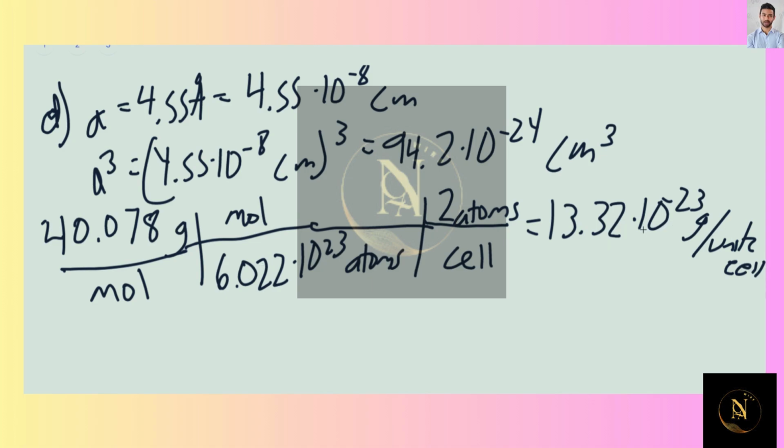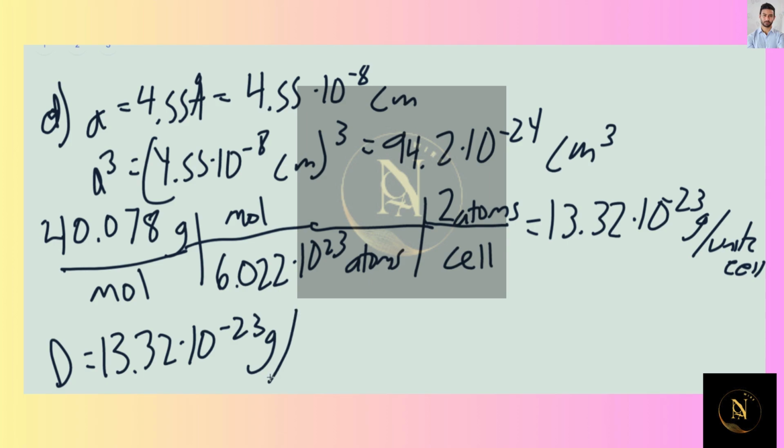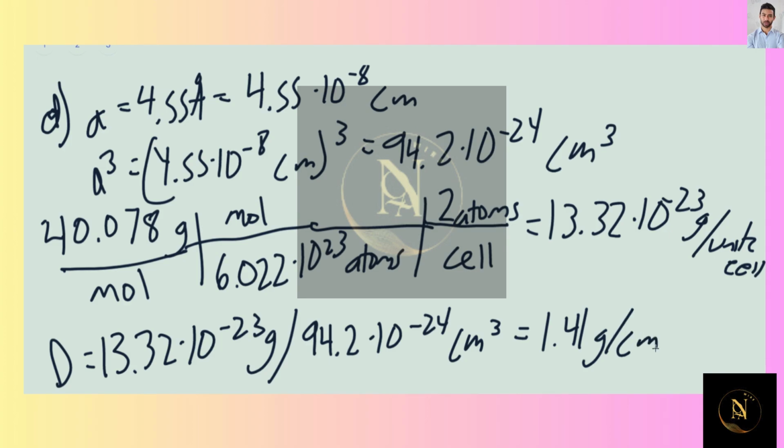So we have our mass of the cell, and we have our volume of the cell. Our density is going to be equal to 13.32 times 10 to the negative 23rd grams divided by 94.2 times 10 to the negative 24th centimeters cubed. And we get our answer to be 1.41 grams per centimeter cubed. And that is our density.